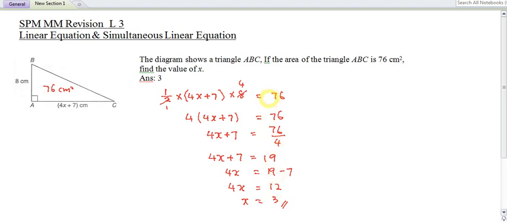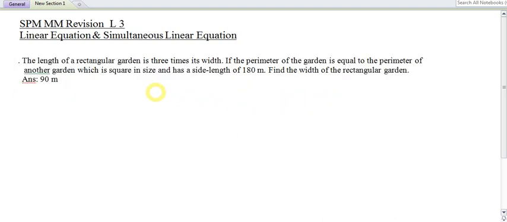Okay, let's go to another question, which we also need to form the linear equation ourselves. Okay, so the length of a rectangular garden is 3 times its width. Okay, so for this question, better we sketch a diagram. So easier for us, when you see a diagram, easier for you to solve it.